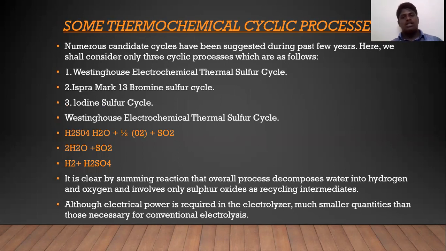Some thermochemical cyclic processes. Numerous candidate cycles have been suggested during the past few years. We shall consider only three cyclic processes, which are as follows: Westinghouse electrochemical thermo sulfur cycle, ISPRA Mark 13 bromine sulfur cycle, and iodine sulfur cycle. Westinghouse electrochemical thermo sulfur cycle. Here are a few reactions we can observe. It is clear by summing the reactions that the overall process decomposes water into hydrogen and oxygen and involves only sulfur dioxide as a recycling intermediate. Although electric power is required in the electrolyzer, it is in much smaller quantities than that necessary for direct electrolysis.